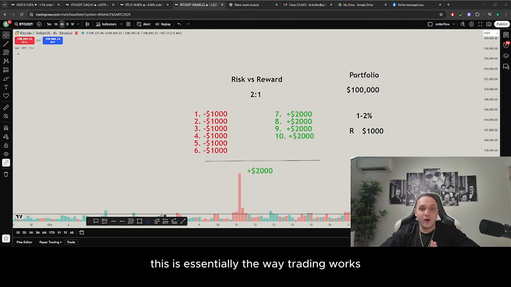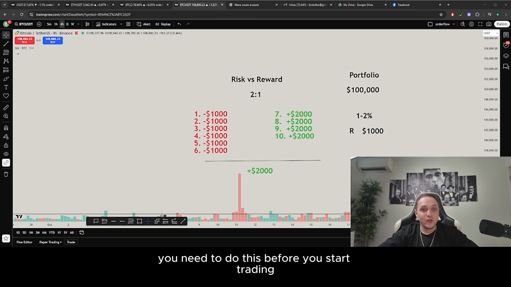This is essentially the way trading works in its entirety. You need to do this before you start trading. The first thing you want to do is calculate your R. And the way we calculate our R is like this.